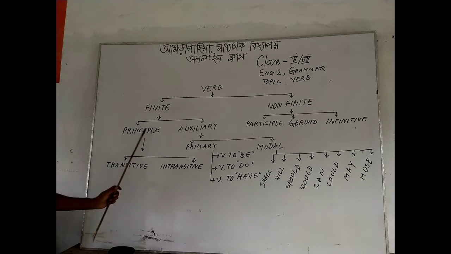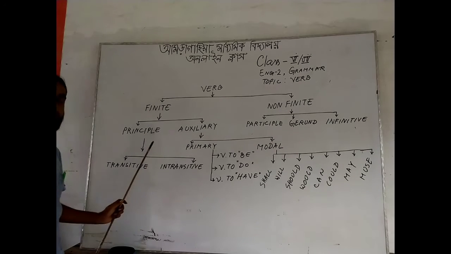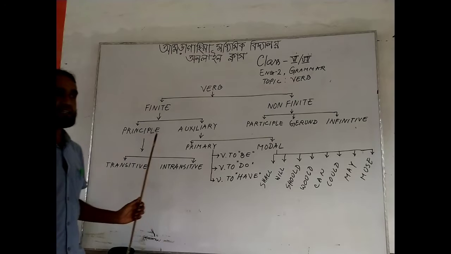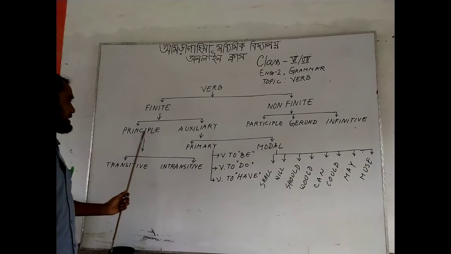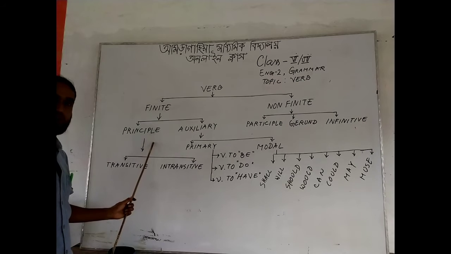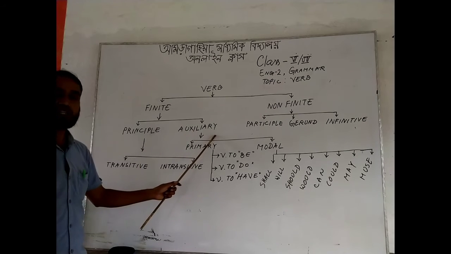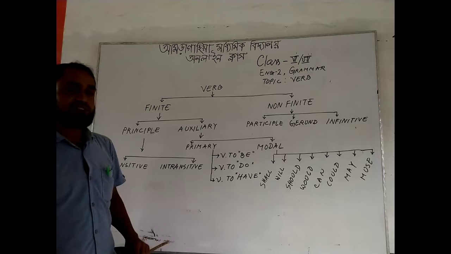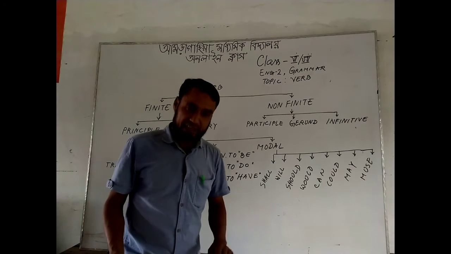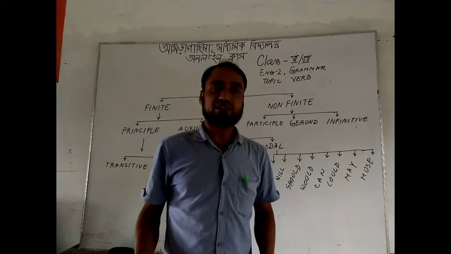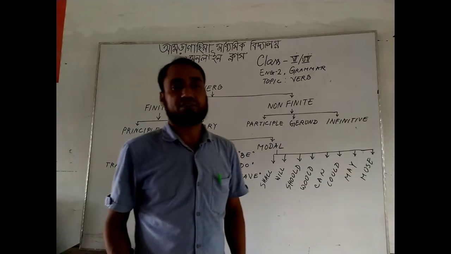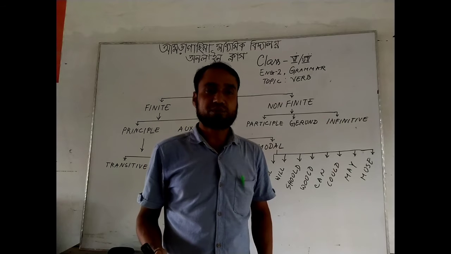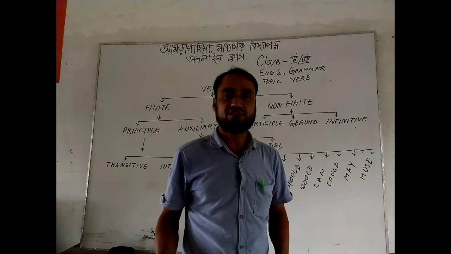Now finite verb. Finite verbs are of two kinds, principal verb and auxiliary verb. Principal verb, the other name is main verb. We know it as a main verb. Okay, what is principal verb or main verb? Principal verbs are those verbs which can express their meaning without the help of other verb. That is, the verb which can express its feeling in the sentence is a principal verb.